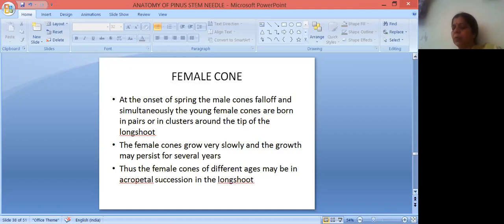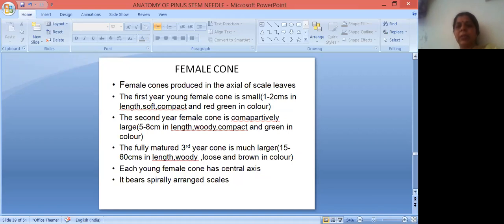The young female cone is very small, 1 to 2 centimeters in length, very soft and compact, and red-green in color. The second year female cone is comparatively large, 5 to 8 centimeters in length, woody, compact and green in color. The fully matured third year female cone is very big and stout, much larger.